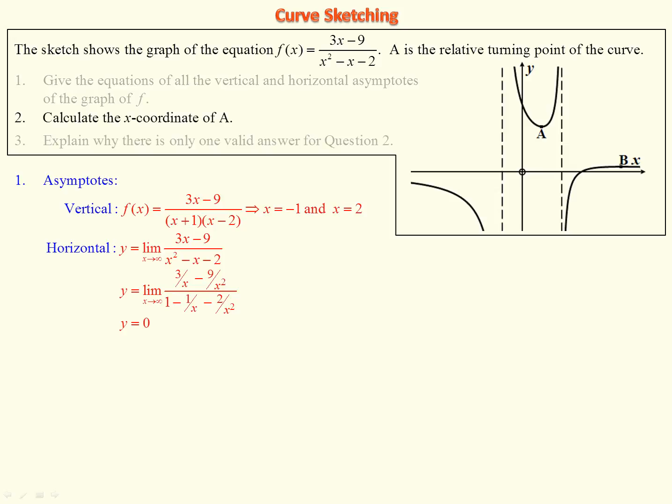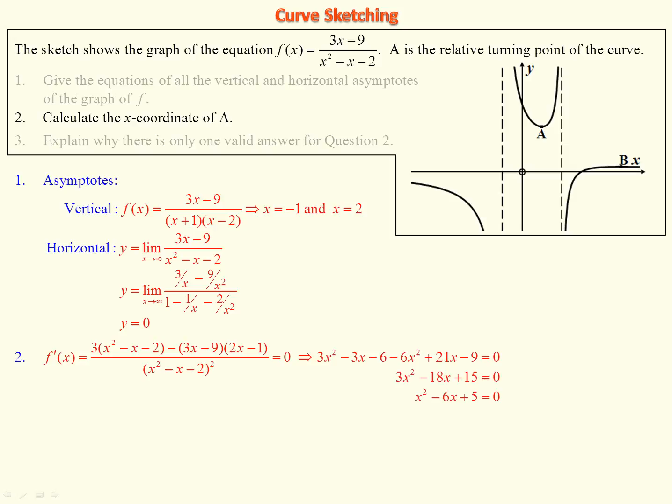Calculate the x-coordinate of A, which is the local minimum. Well, there we need to equate the derivative to 0 as a start to find the x value. Differentiation by quotient rule equals 0. Solve. Now that's just the numerator. Multiply out, simplify, factorize, and there are the x values. Notice that we have taken out the 5.